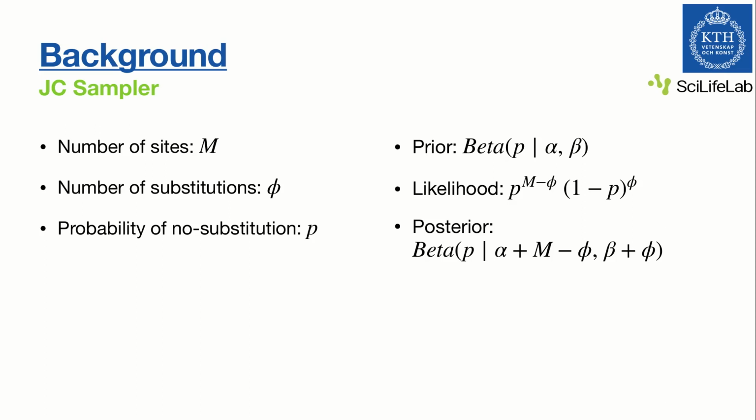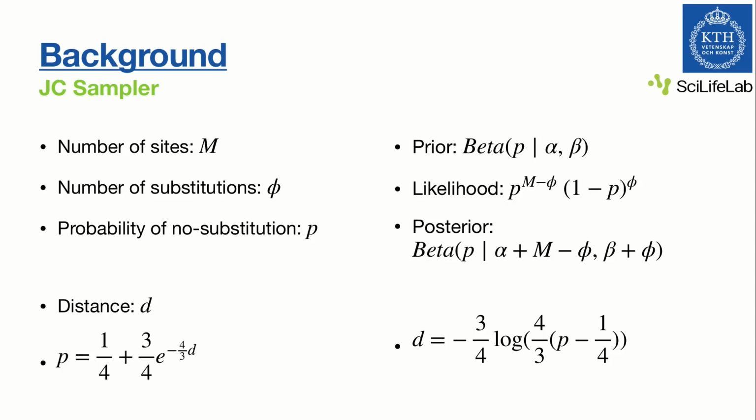So if we have alpha, beta, which are the parameters of the prior, and we have m number of sites and phi number of expected substitutions, then we can sample as many p's as possible. But this sampler was sampling distances, not p. Thanks to the Jukes-Cantor model, p is a function of d, as shown on the lower left side. So if we sample p, we can easily map it to a distance. So we can sample distances between two sequences.